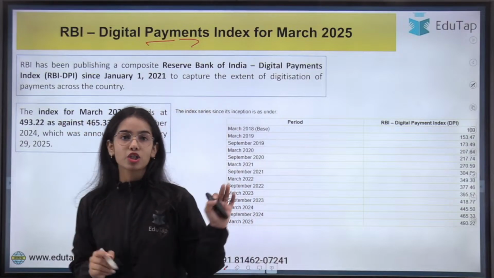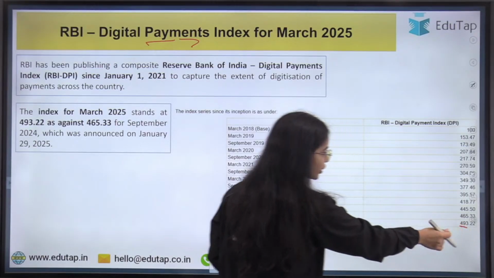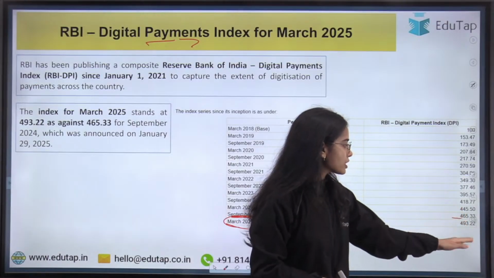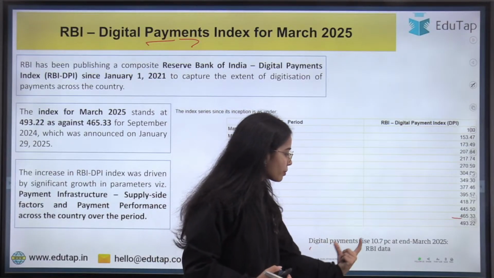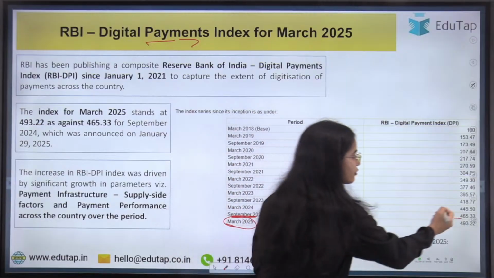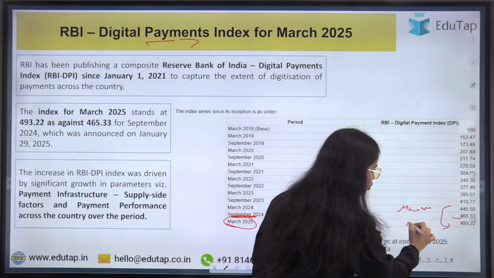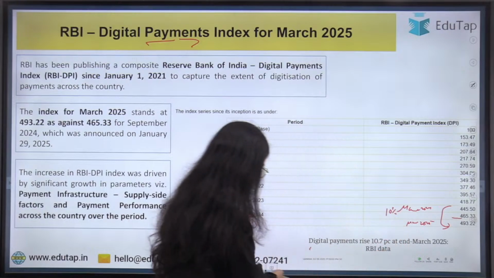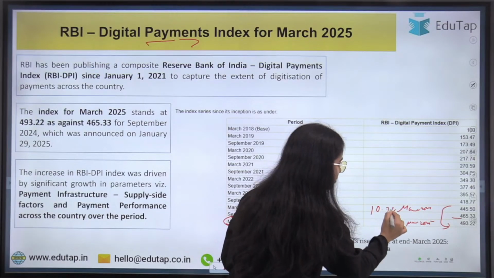So basically the index for March 2025 has increased to 493.22 from the September 2024, when the digital payment index was 465.33. Okay, and now you must have seen in the newspaper it was written that digital payments have risen 10.7% at end March 2025. So basically from March 2024 till March 2025, there is 10.7% of increase.